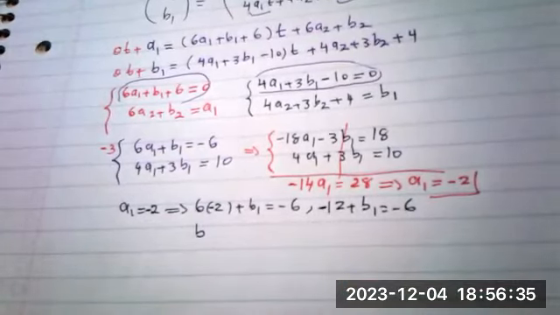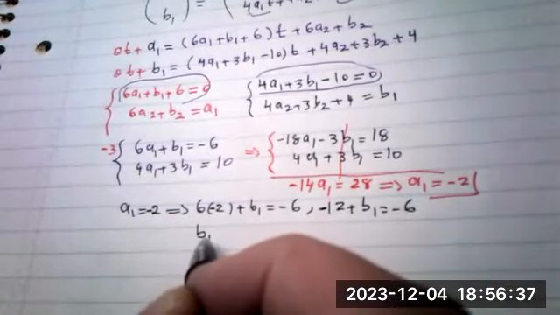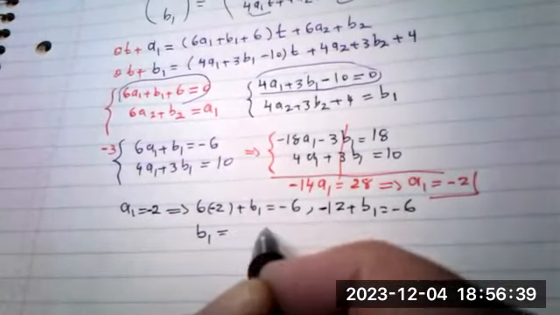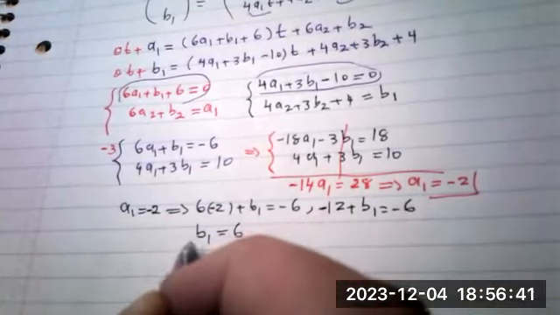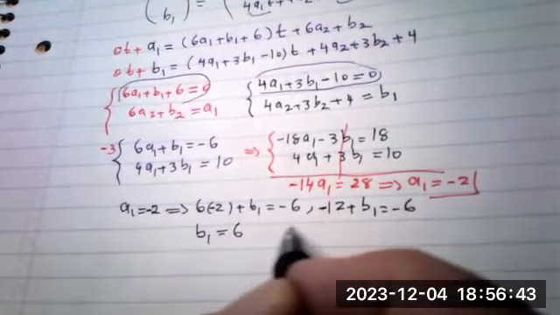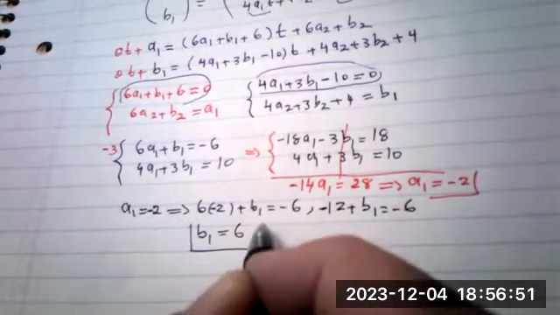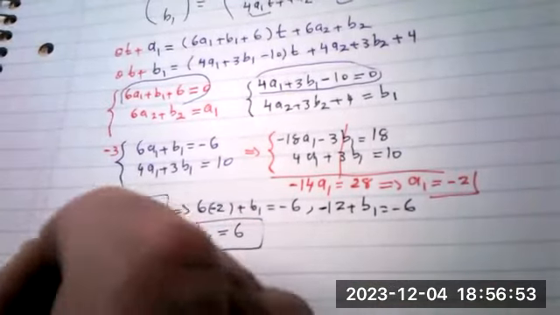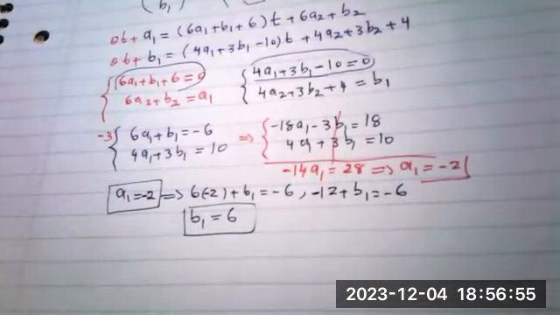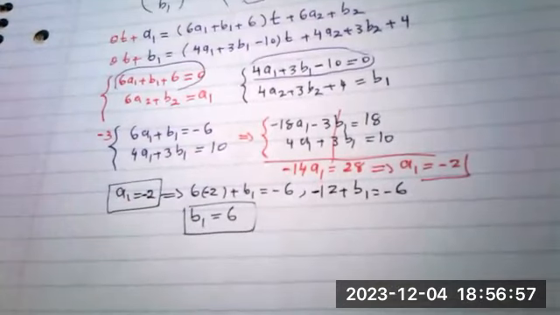So what's going to be B1 now? B1 would be 6, yes? That's negative 12. You move it to the other side, you get positive 12. Positive 12 minus 6 would be 6. So far, this is what we did: A1 equal to negative 2, B1 equal to 6.